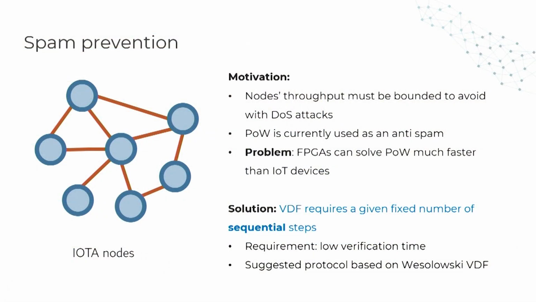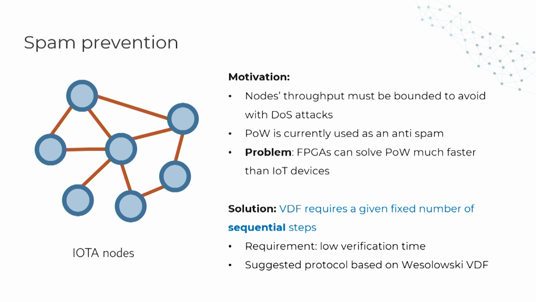The other task where we are interested in VDF is spam prevention. So we said we don't have differences between nodes and miners, between users and miners, so everybody can contribute in the network. But since the consensus mechanism is not based purely on proof of work, every node could just issue a very large number of transactions, creating a denial of service attack. So we want to constrain the throughput of each node in order to put a cap, a limit.